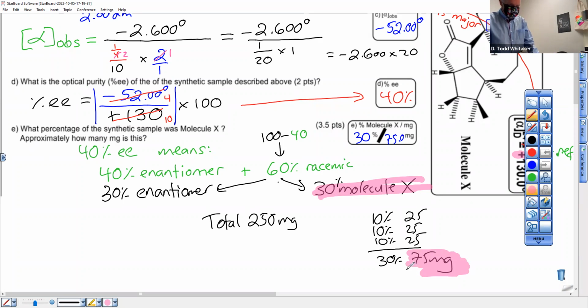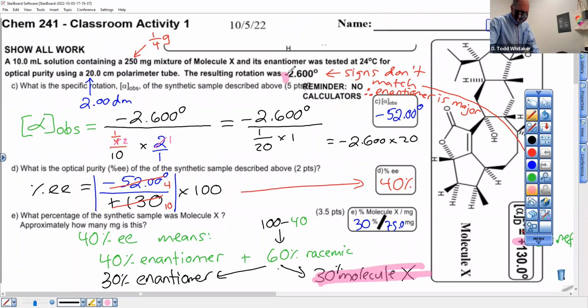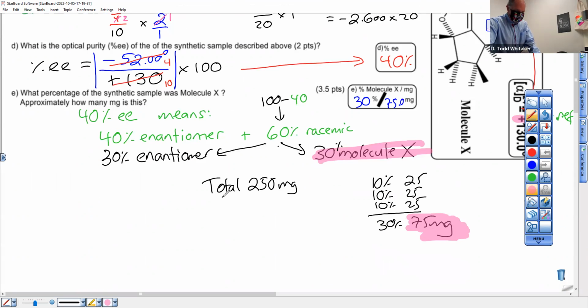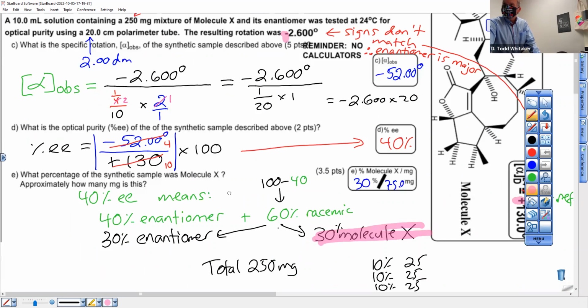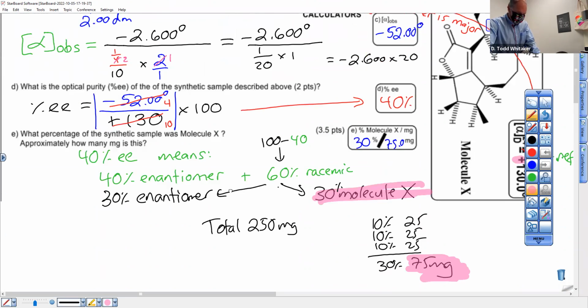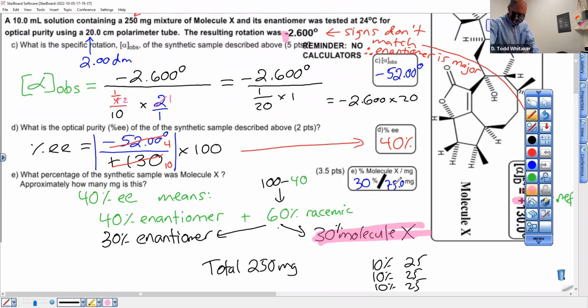And there we go. This morning we did the same problem, except this was plus 2.6. Changes everything, doesn't it? The math is all the same, but we had 175 milligrams of X, which was 70% this morning, right? Because the signs matched this morning. We had a plus here and a plus here. So X was major, and it was 70% and 175. So watch that video too. And there we go.